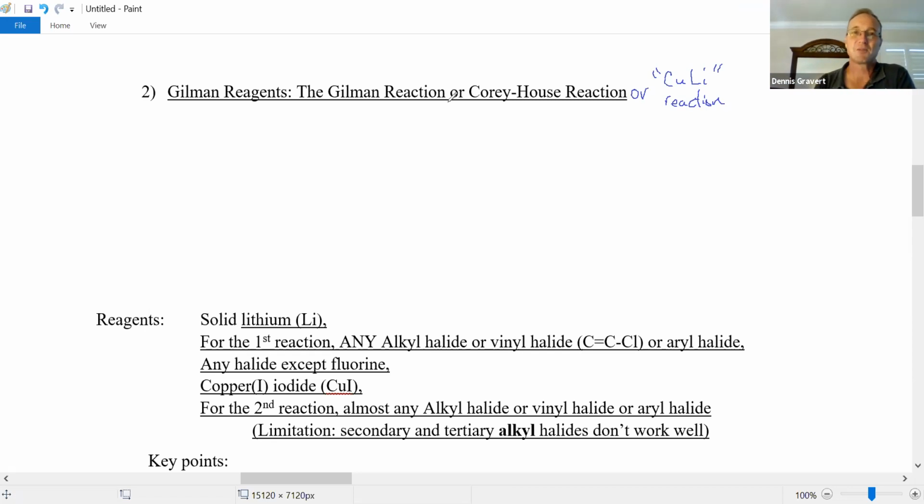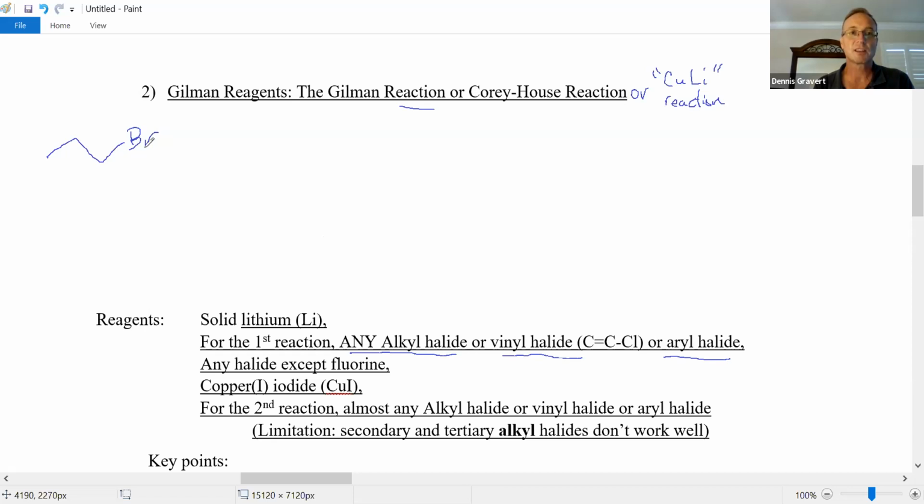Okay, how does this one work? Well, this is another reaction using an alkyl halide. So go grab an alkyl halide. Do we have to worry about whether it's primary, secondary, or tertiary? Nope, any of them work. And again, the vinyl halides and aryl halides work too, just like in the Grignard reaction.